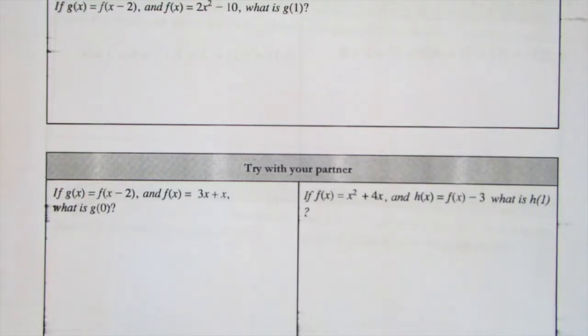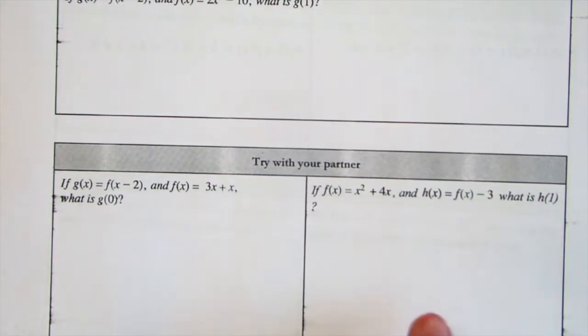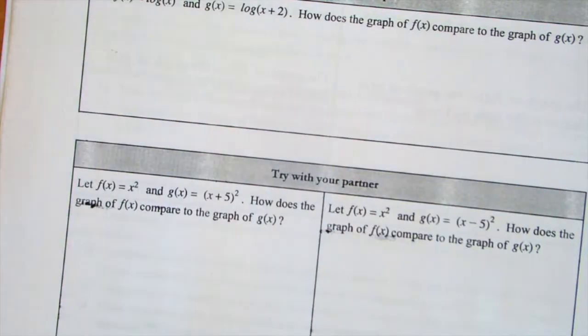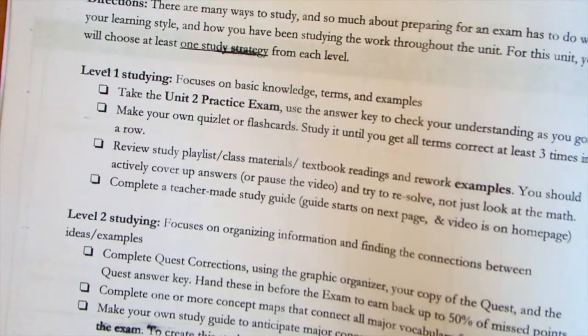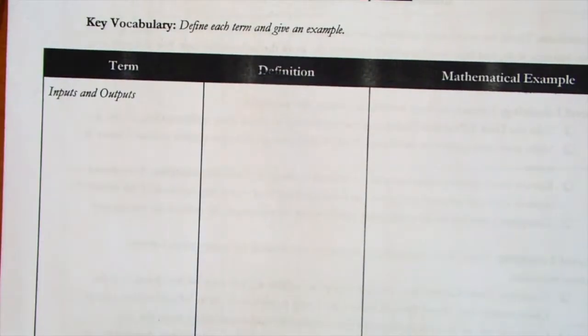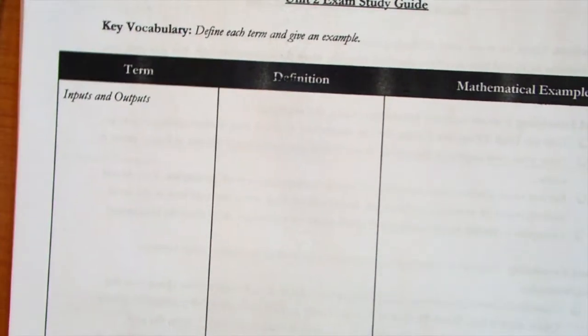This video is to help you fill out your Unit 2 exam study guide. You can find the study guide in the pages after Mini Lesson 1, Mini Lesson 2, creating and executing your study plan. The next page is where the study guide starts, and it starts with key vocabulary.